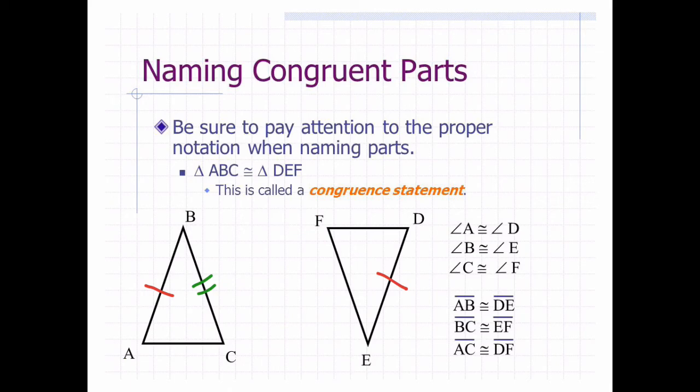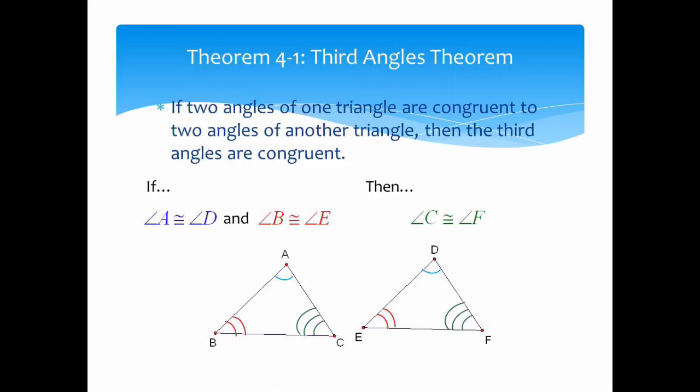All right, so we move on to Theorem 4-1, which is also known as the third angles theorem. What this says is if two angles of one triangle are congruent to two angles of another triangle, then the third angles are also congruent. So basically, if you have two angles congruent between two triangles, you have the third angle as well.